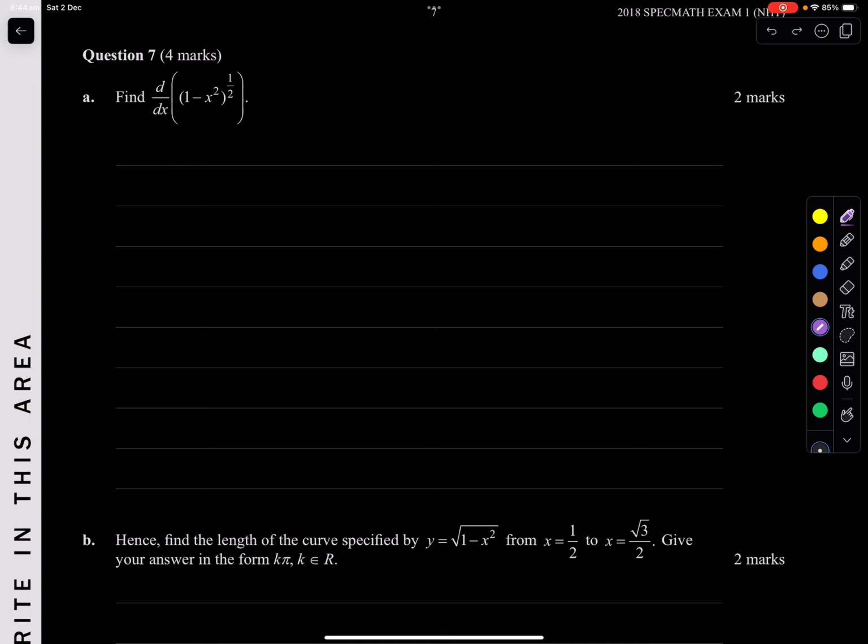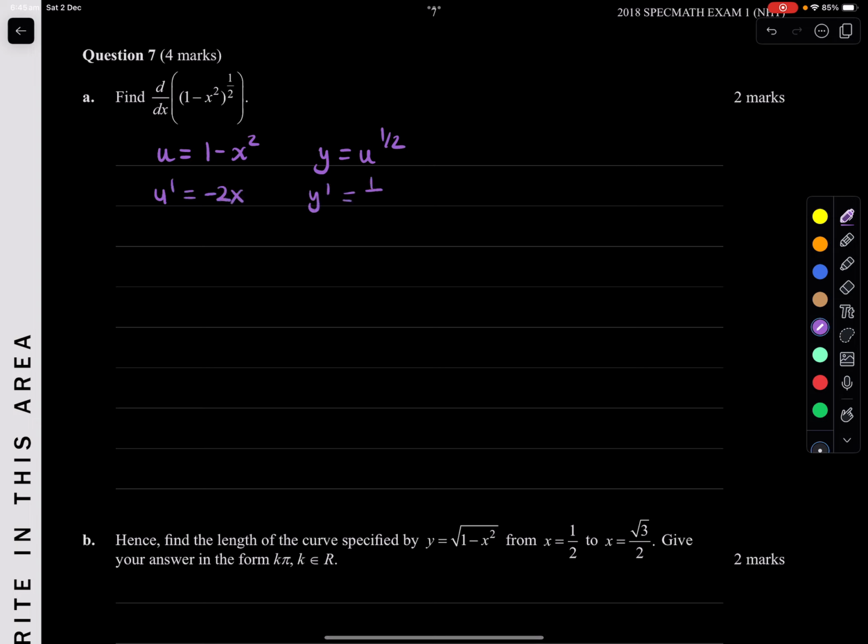You can easily do it by multiplying the power in front and so on, but that's only going to give you 1 mark because you haven't shown your reasoning. If it was 1 mark, do that. But here it's 2 marks, so we're going to use the chain rule. We're going to let u equal 1 minus x squared, and let y be the square root of u. Y, hence, is just u to the power of half. Hence, u dash is just -2x.